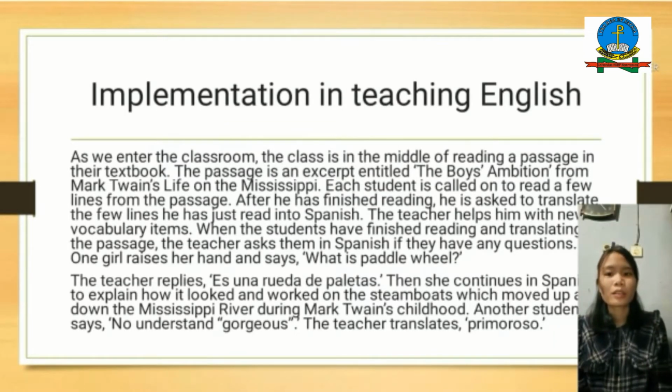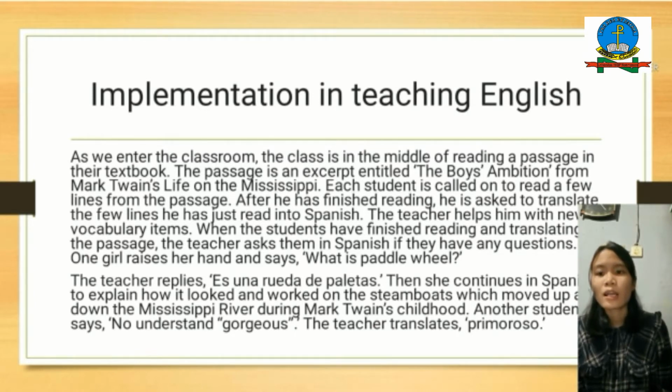Implementation: grammar translation in teaching English. As we enter the classroom, the class is in the middle of reading a passage in their textbook. The passage is an excerpt entitled "The Boy's Ambition" from Mark Twain's Life on the Mississippi. Each student is called on to read a few lines from the passage. After he has finished reading, he is asked to translate the few lines he has just read into Spanish.